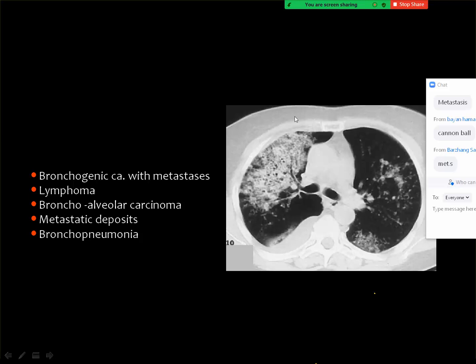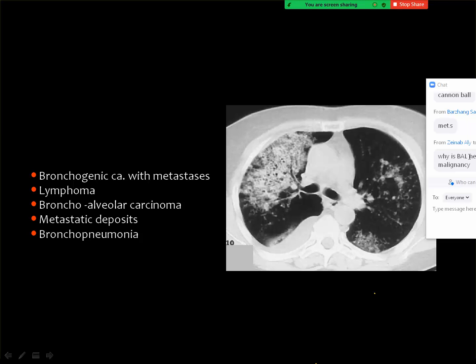Then whenever you are confronted by an appearance like this, which includes a consolidation, and in the same lung or in the opposite lung you get some nodules, these nodules are the precursor of this consolidation and this one. And this is one of the signs that help you to predict the possibility of bronchoalveolar carcinoma.